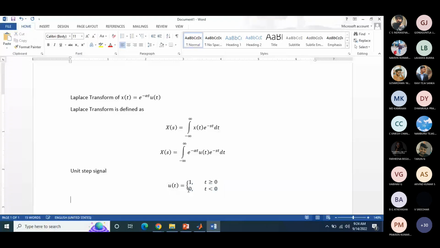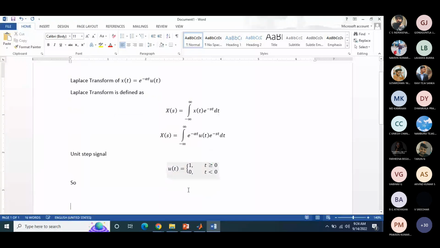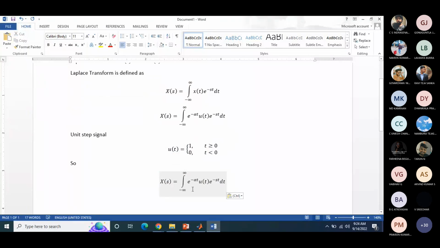So what will happen to this integral? You can see that inside this integral, u of t is there, correct? So what is the value of u of t when t is less than 0?